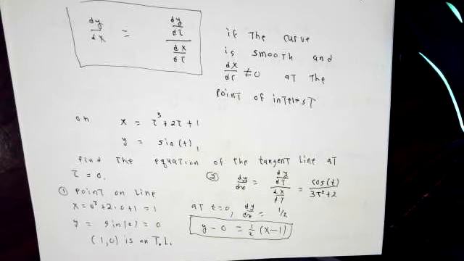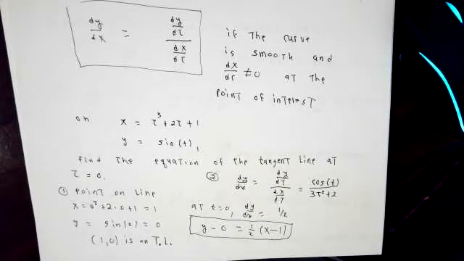And then I put that into the point-slope form for the equation of a straight line and find out that y minus the known y coordinate is the slope times x minus the known x coordinate. And there's an equation for my tangent line.